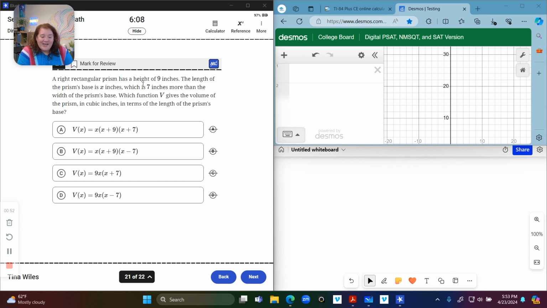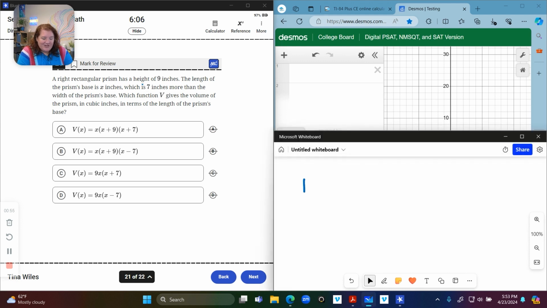A right rectangular prism has a height of 9 inches. So right away, you're going to draw a picture. Height is 9 inches. The length of the prism's base is X inches. It doesn't matter which one's length, but we'll say this one's length, which is 7 more than the width of the prism's base.